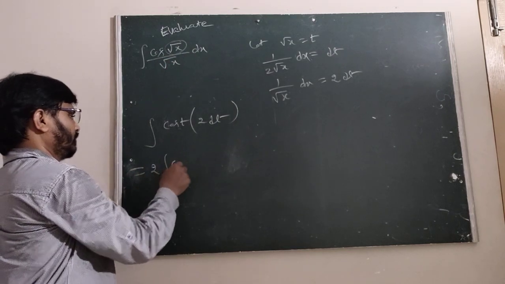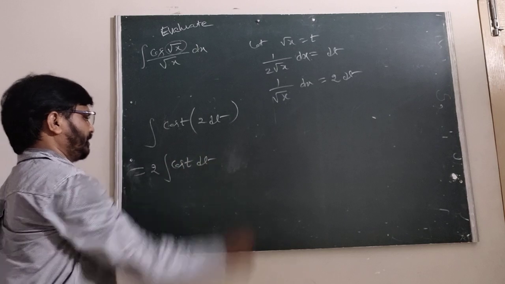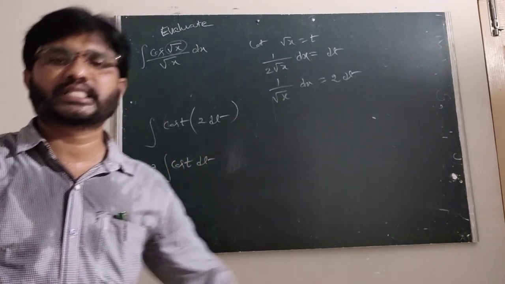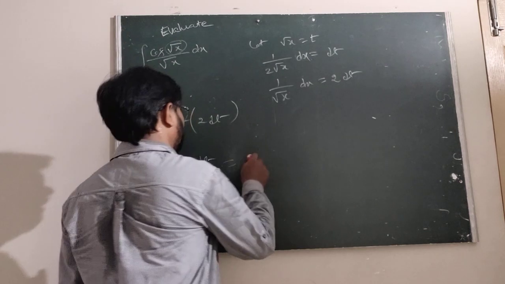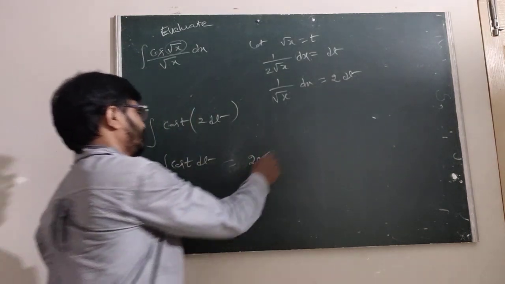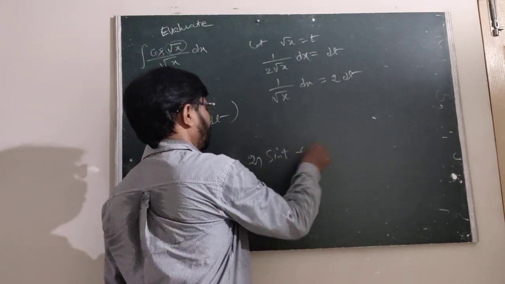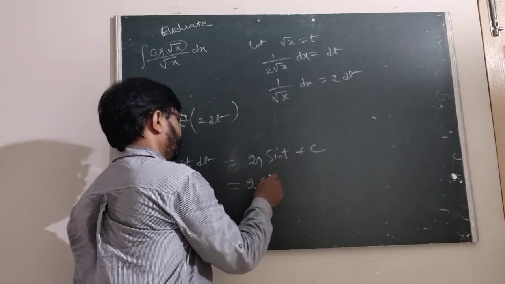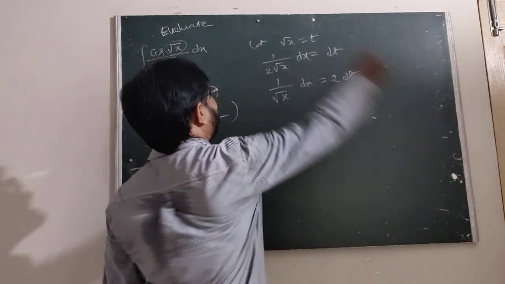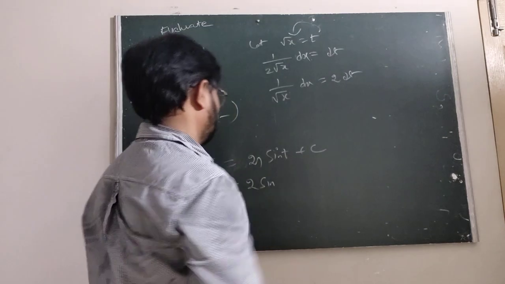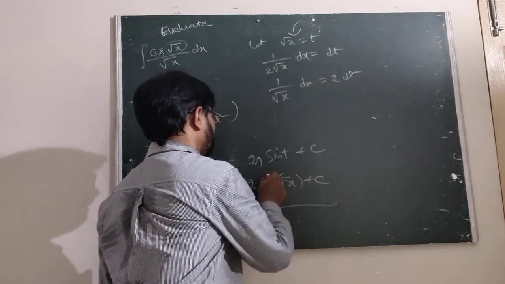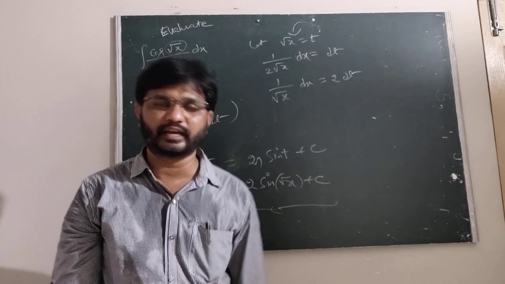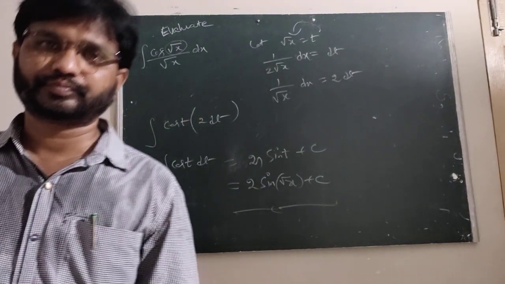Now this is the integral of cos t dt. The integral of cos x dx is sin x. Therefore, now we can write 2 cos t dt is 2 sin t plus c. 2 into sin of, what is the t here? Root x. Sin of root x plus c is our required answer. 2 into sin of root x plus c.